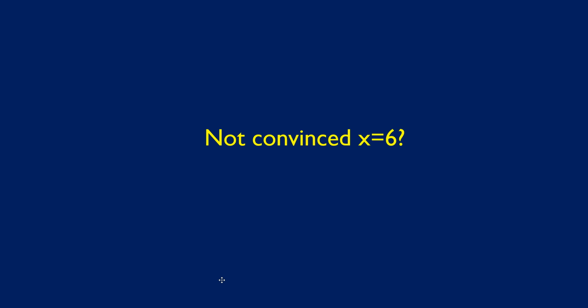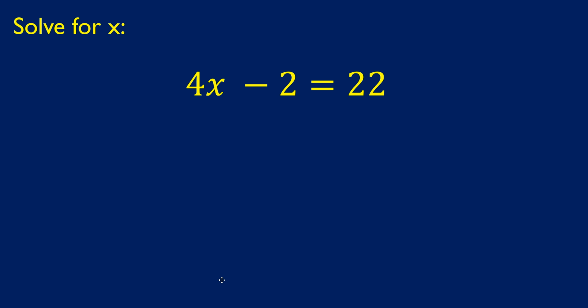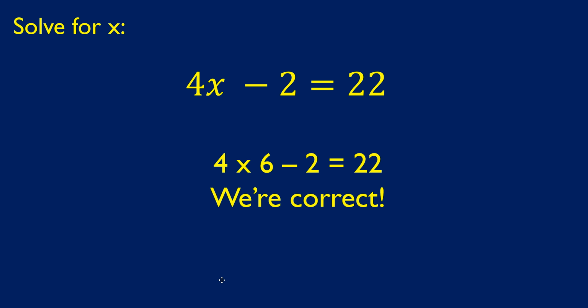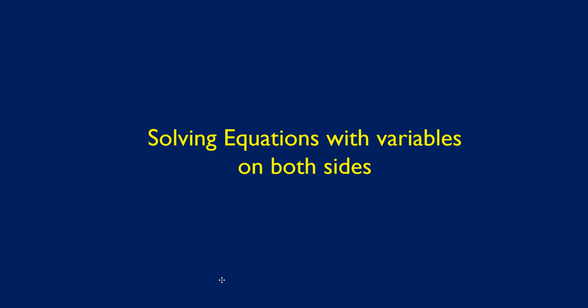So you're not convinced? Don't believe me that x equals 6? Well, you may not like algebra, but one of the things I think is really good about it is that you can always substitute your answers back in and be confident that you're correct. So 4x minus 2, well 4x means 4 lots of x, so that's 4 lots of 6, that's 24, take off the 2, it's 22. So we're correct, fantastic.